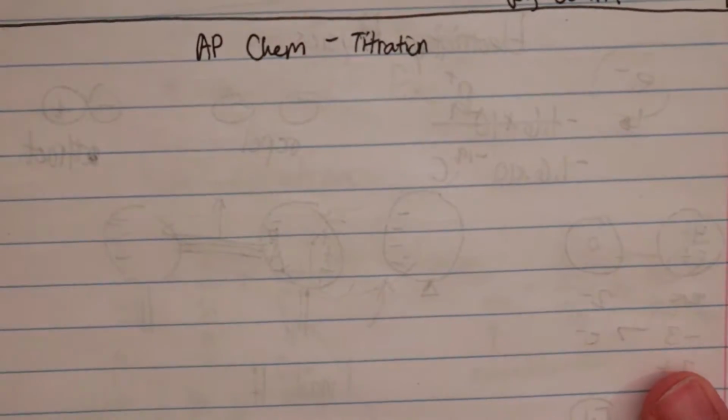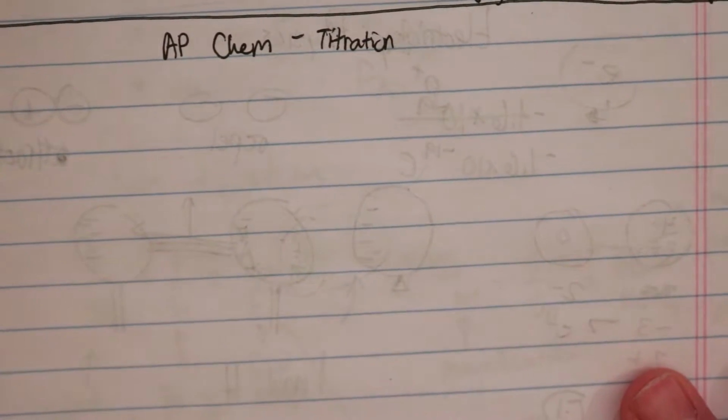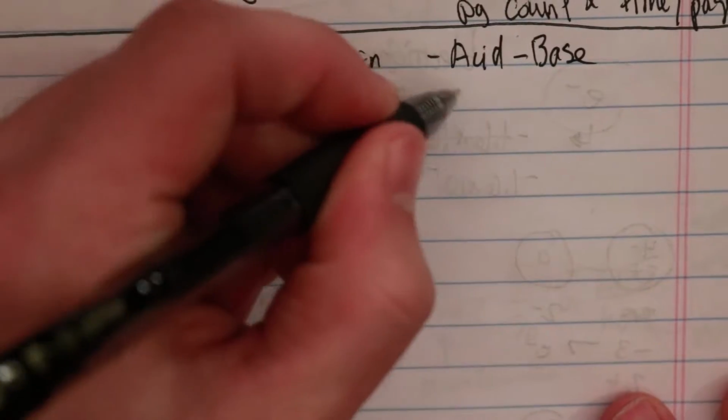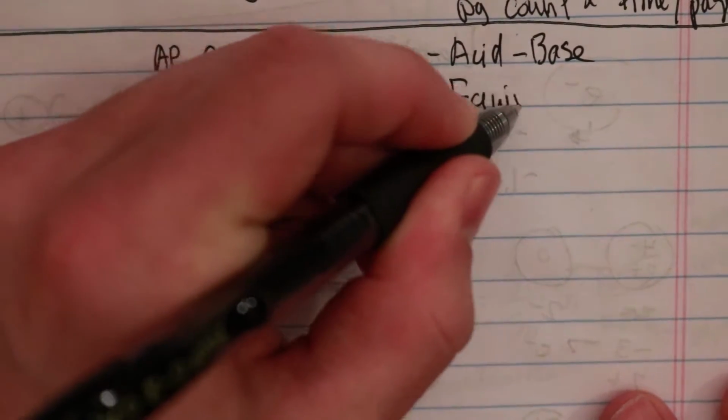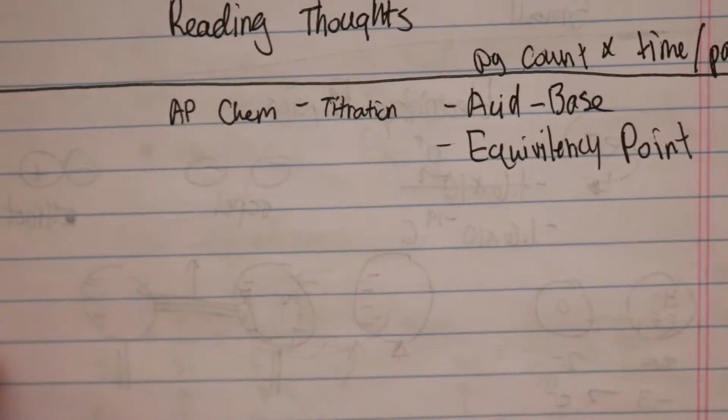All right, so today I want to talk about AP Chem titrations, just because I think the school of thought, or what I've run across the school of thought for this, is kind of difficult. This is going to be acid-base titrations. And I just kind of want to talk about finding the equivalency point, and what we can actually ascertain from knowing these things.